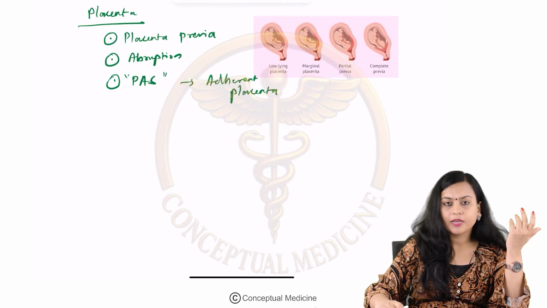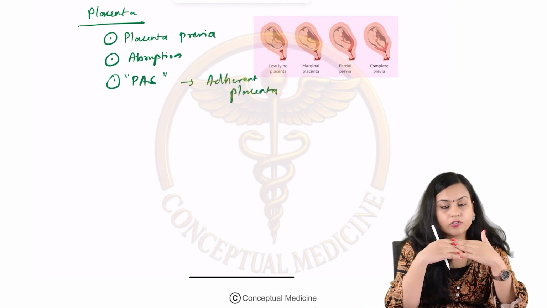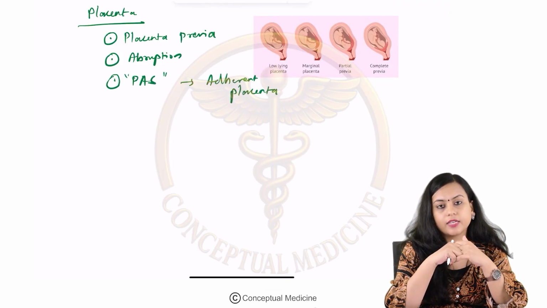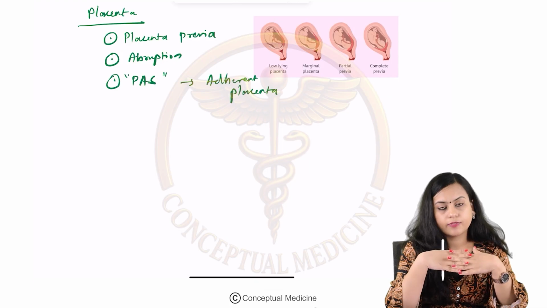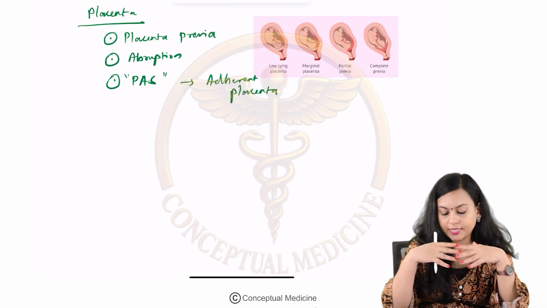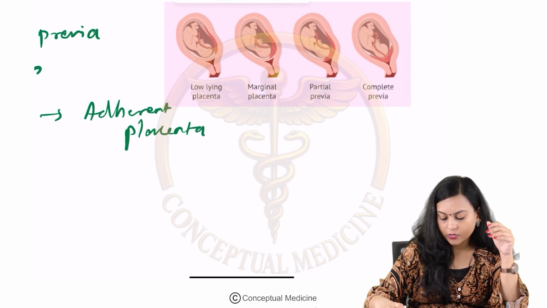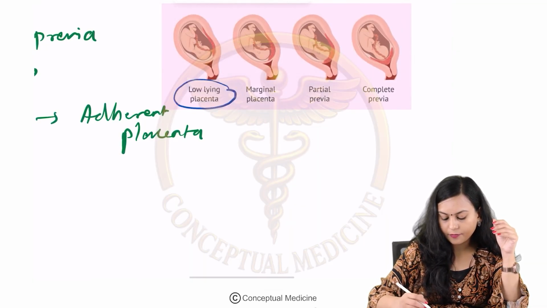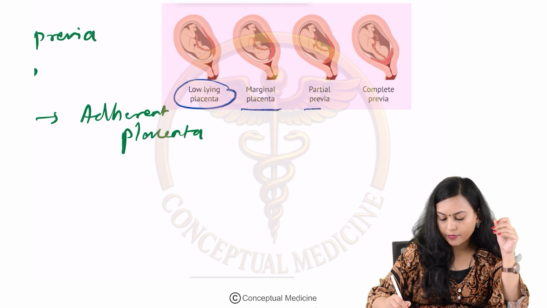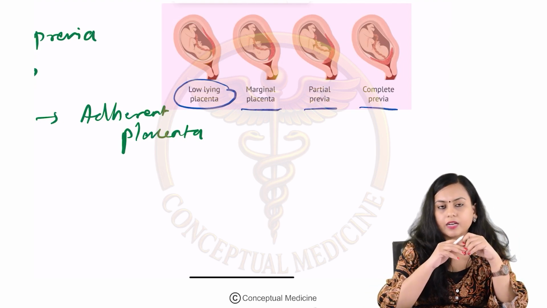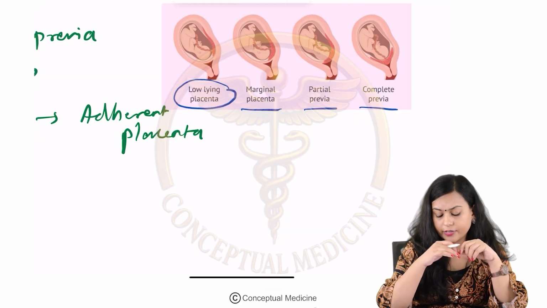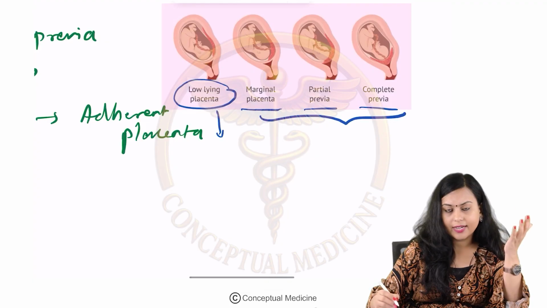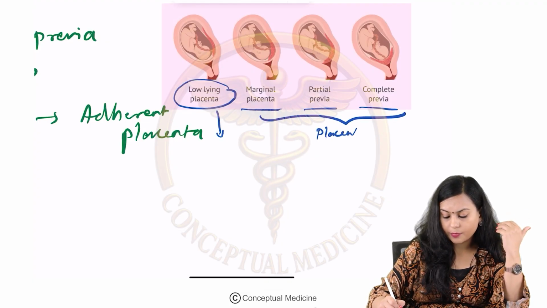So placenta previa means normally the placenta is attached in the upper segment of the uterus, right? Suppose for any cause the placenta is lying in the lower uterine segment, then it will be called placenta previa. So these are the 4 types of placenta previa. You have a low-lying placenta, then marginal placenta previa, partial placenta previa and complete previa. Now, this classification is not generally used. What we use is low-lying placenta, and all these 3 categories together are known as placenta previa.